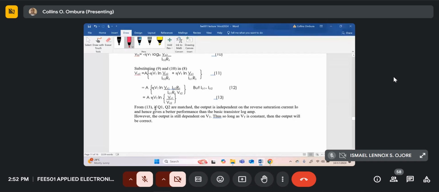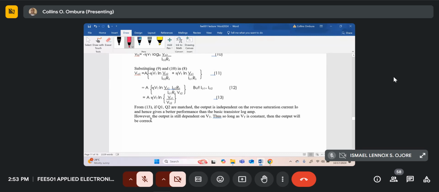So I've said that from 13, if Q1 and Q2 are matched, the output is independent of the reverse saturation current I0, and hence gives better performance than the basic transistor log amp. However, the output is still dependent on VT. Remember, VT is KT divided by Q. Thus, so long as VT is constant, the output will be correct.